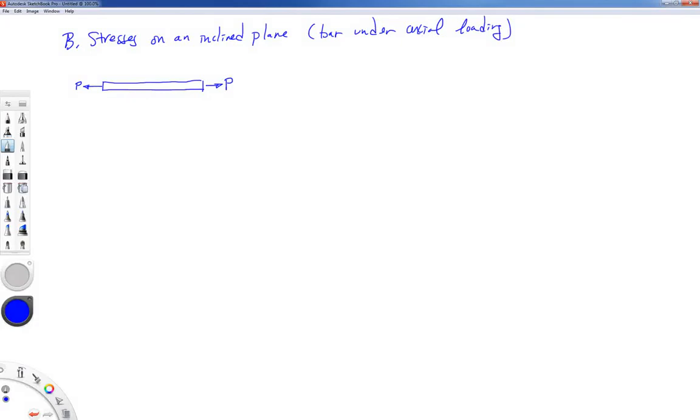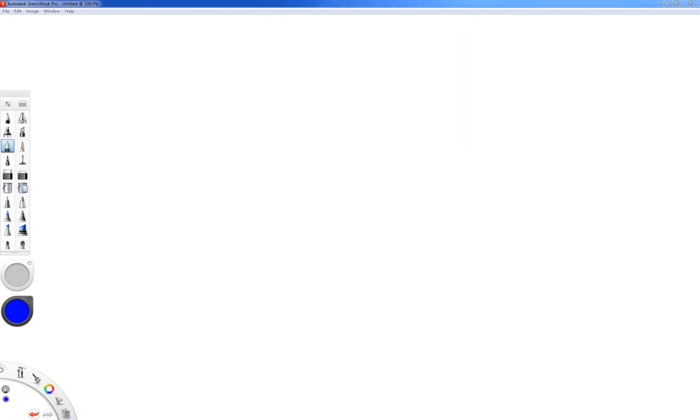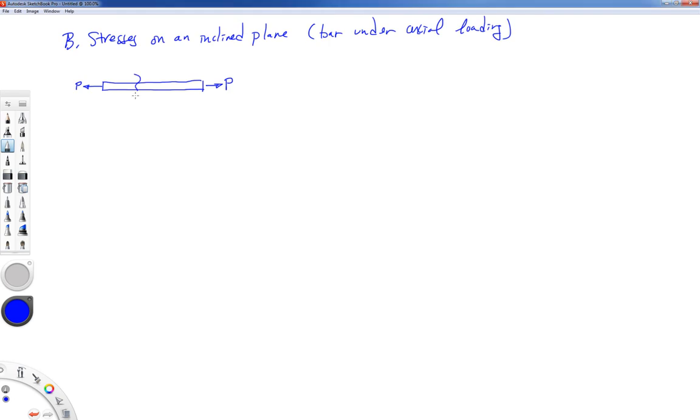In this part of the lecture, we're going to talk about stresses on an inclined plane, in particular for bars under axial loading. On the first day of class, we talked about how we had a bar, put it under axial loading, and calculated the axial normal stress. We would cut the bar to find the internal force that would keep it in equilibrium.